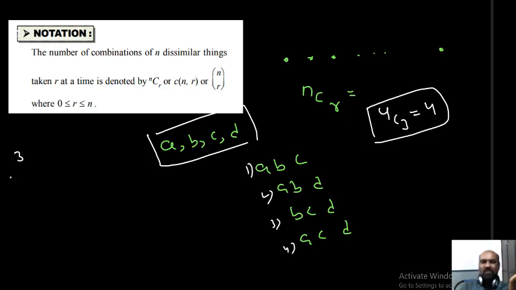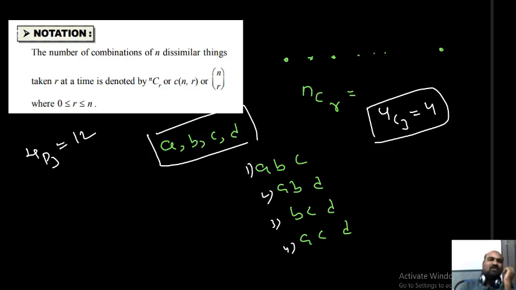What is that? 4P2. Sorry, 4P3. I forgot to write it correctly. Okay, 4 elements are given. I want to select 3 and again arrange in a row. How many ways can I arrange? I can say 4P3. What is the answer? 4 into 3 into 2, that is 24. What are the arrangements? I will write later. But what is the answer?